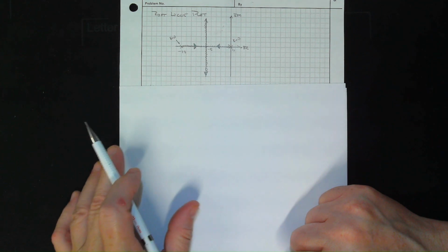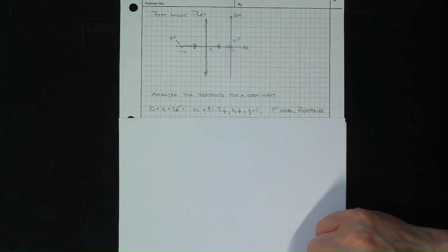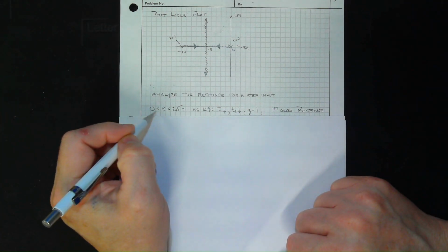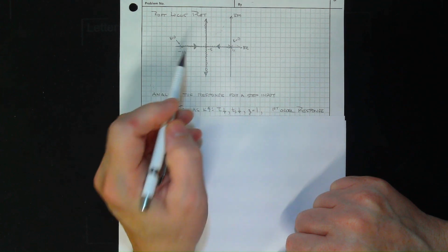Now, so let's see what we have. If we analyze the response for a step input, let's see, as K goes from 0 to 2.5 when the root gets over here, what's happening?